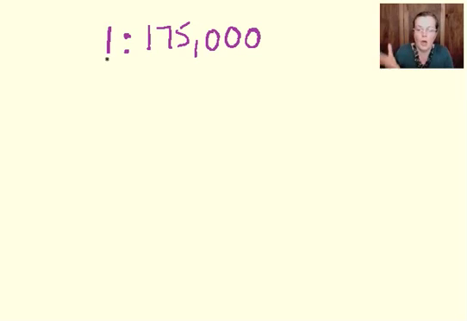It means 1 dog poo on the map equals 175,000 dog poos in real life. It means 1 centimetre on the map equals 175,000 centimetres in real life. Doesn't matter what unit you use, it just tells you how much it's been shrunk to go on the map or expanded to go into real life.